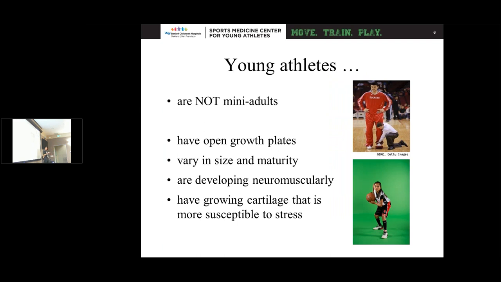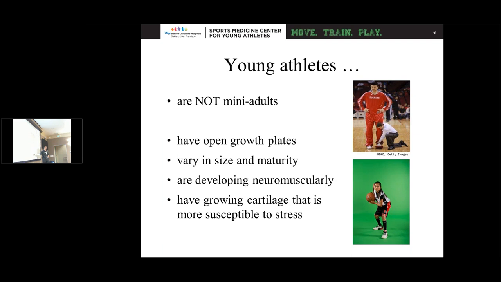Now, why are we specifically here, at UCSF Benioff Children's Hospital? It's because we work with young athletes. Why are they different? Okay. Well, you look at Yao Ming, okay, and then you look at a young athlete. They have a lot of differences. Okay.